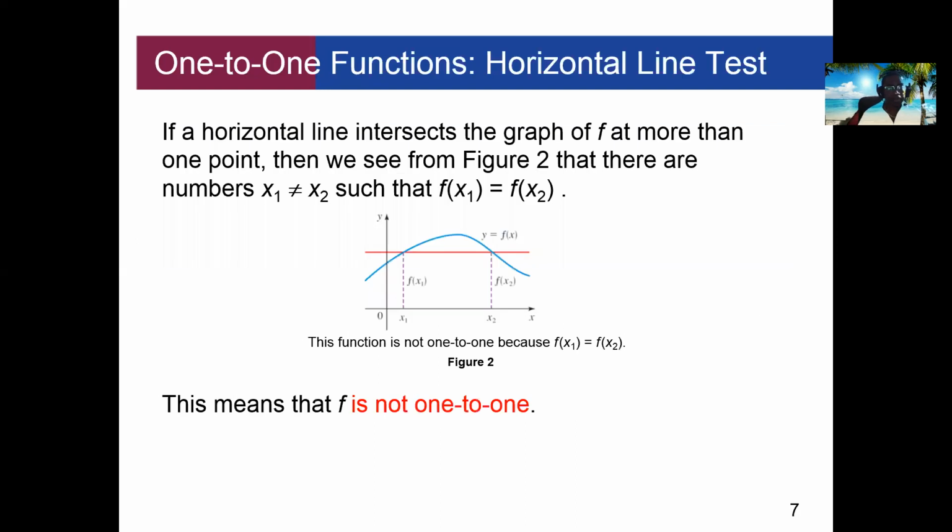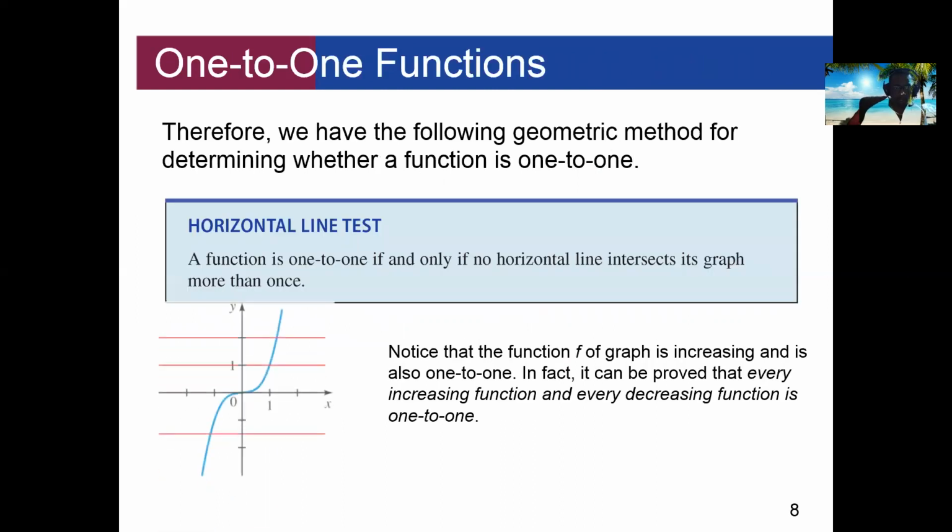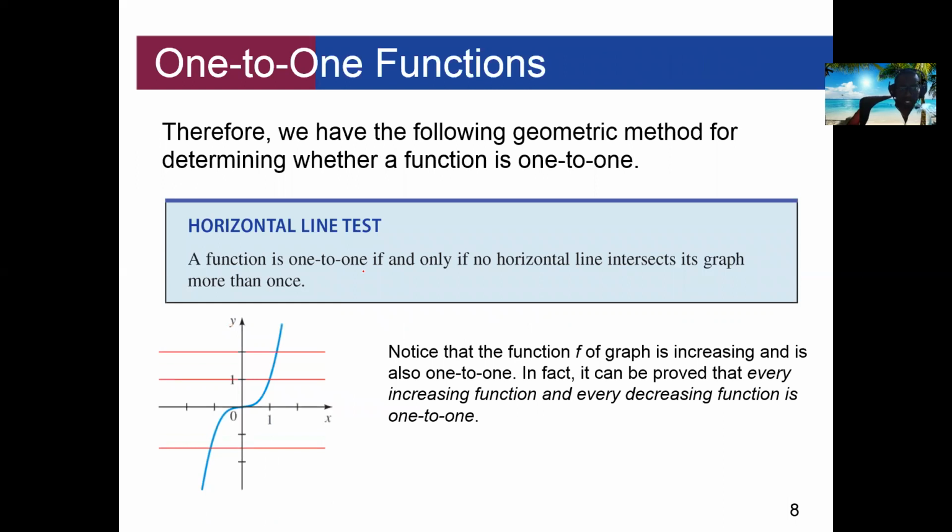Now, on a graph, we see that this function f of x is a function, of course, but it's not one-to-one because it does not pass what we call the horizontal line test. For a function to be one-to-one, it must pass the horizontal line test. We say a function is one-to-one if and only if no horizontal line intersects its graph more than once.